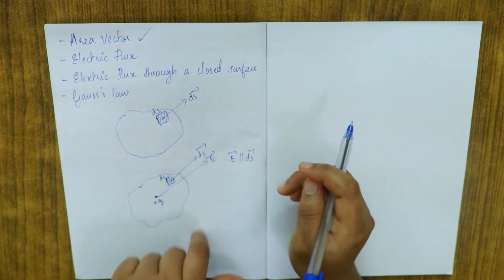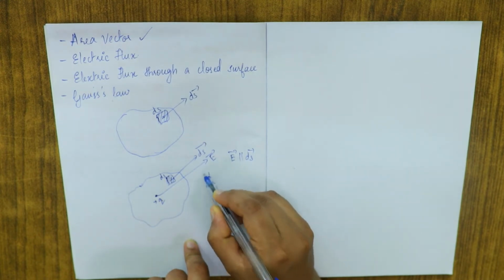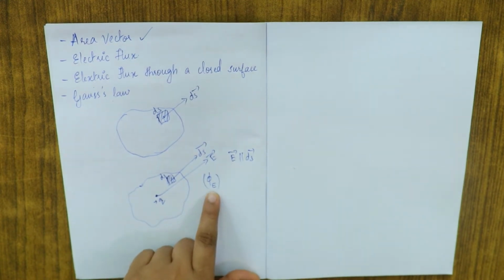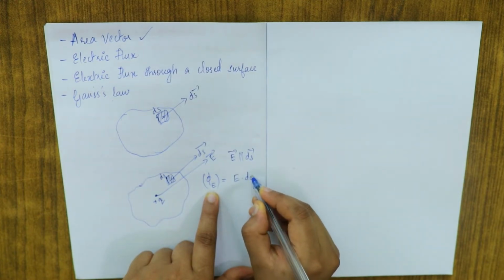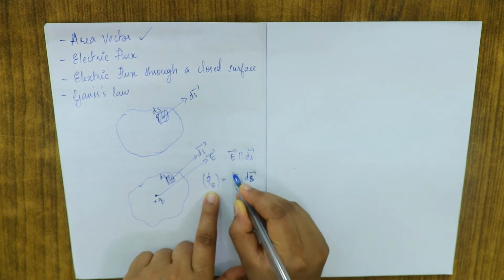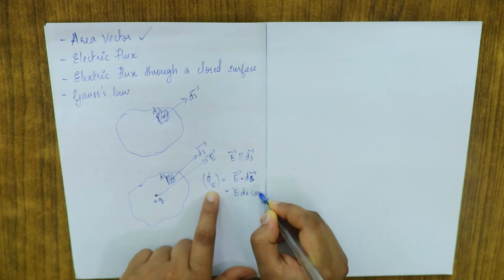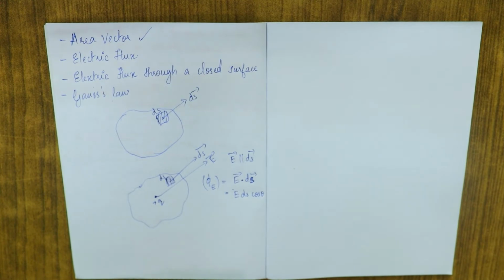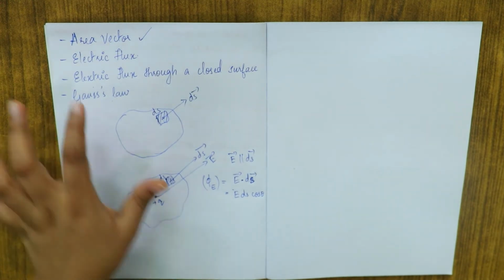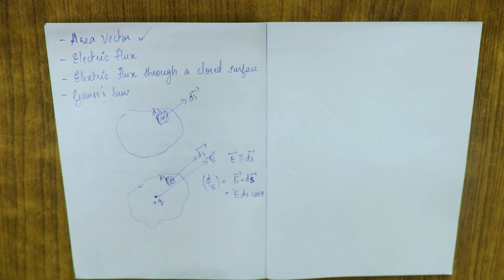In this case there is a new quantity being introduced, that is electric flux, which is denoted by phi E, and this electric flux is equal to E dot dS. Since it's a dot product, we can also write it as E dS cos theta. Dot product always associates with cos theta, and cross product always associates with sin theta. So what is electric flux? Electric flux phi E is equal to E dot dS or E dS cos theta.